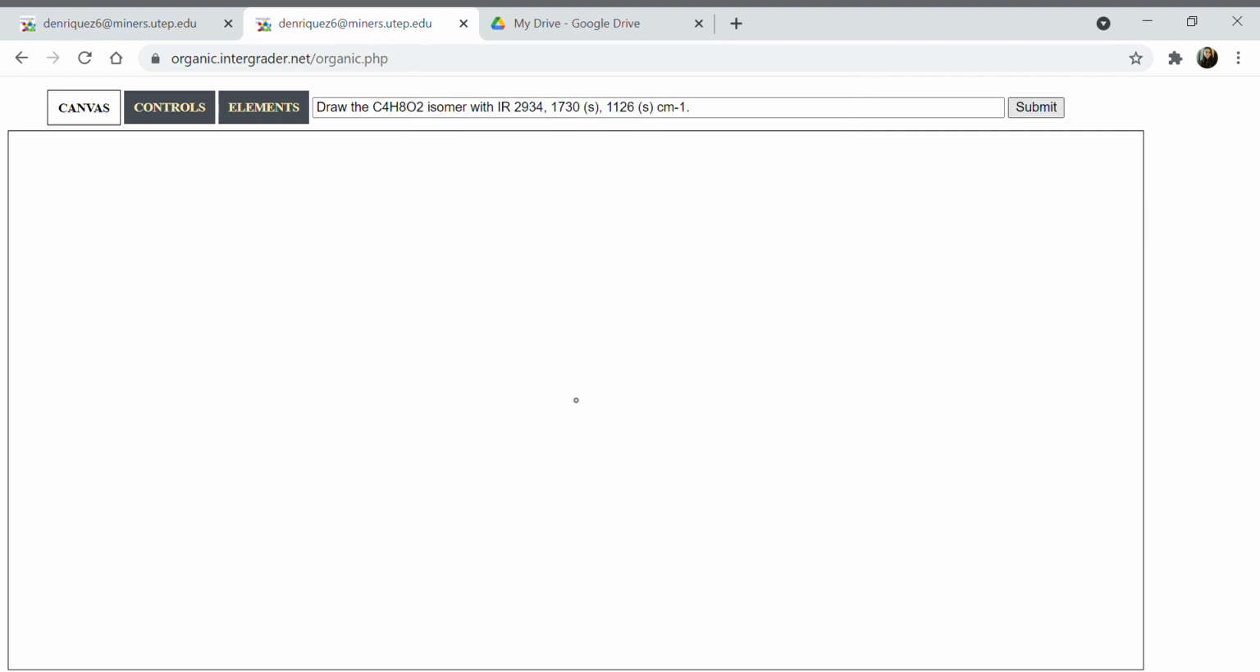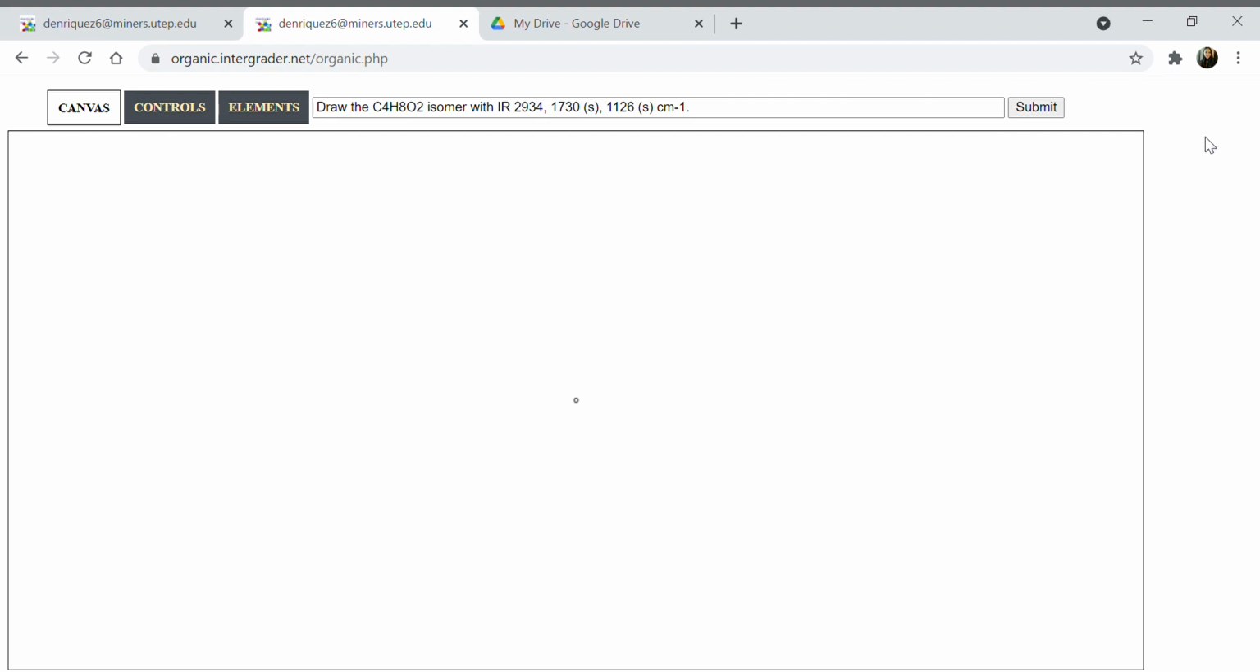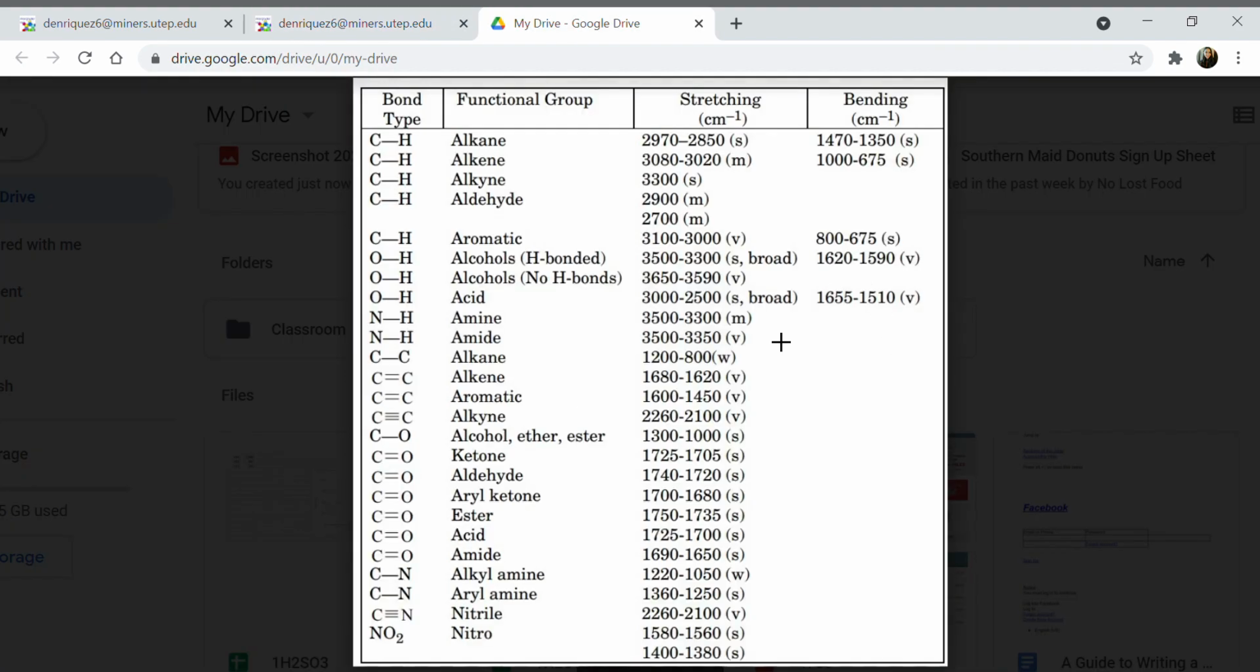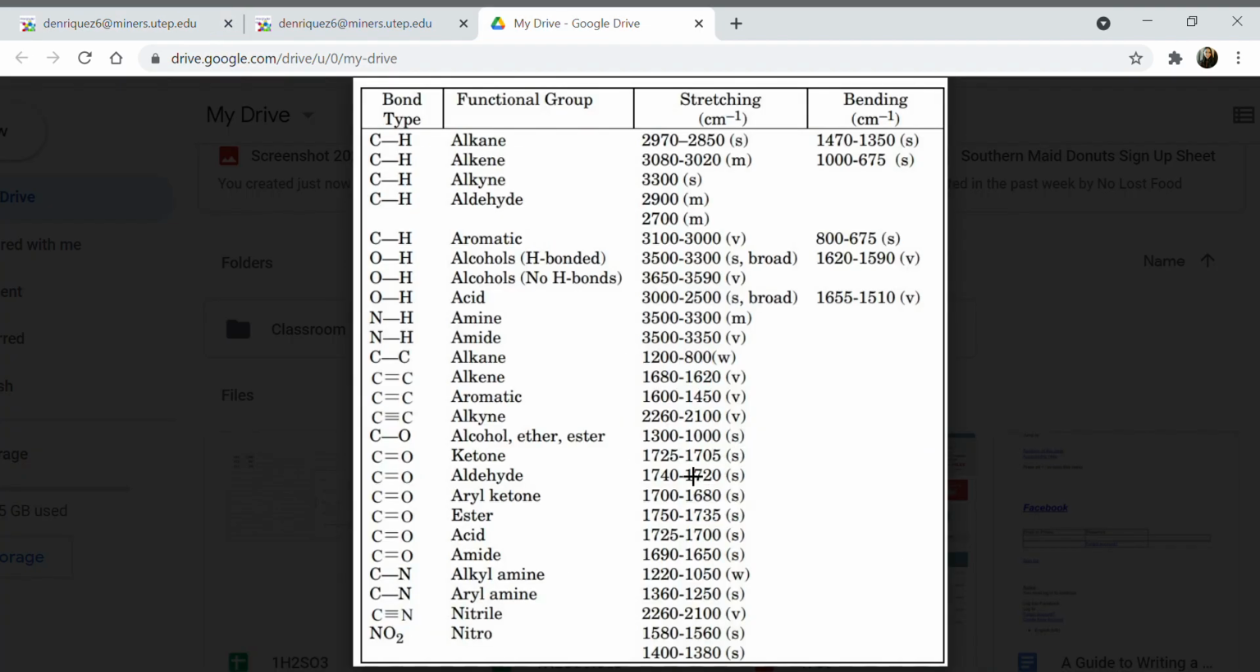Okay. 2934 I already know is going to be, a lot of these that you get are going to be alkanes, which just means it's a carbon single bond. So let's look at the next number. 1730, so I'm going to go over here, 1730S. So it's an aldehyde, but we don't have any aldehydes here. So I'm going to go with the next best thing, which would be a ketone. So I'm going to write that down as ketone.